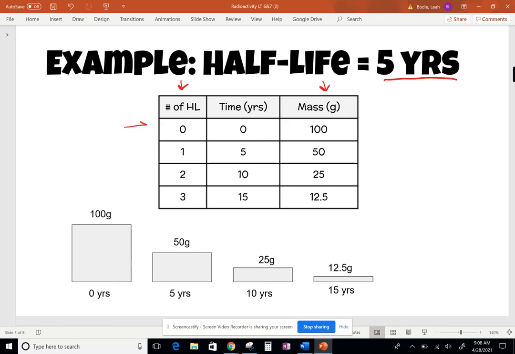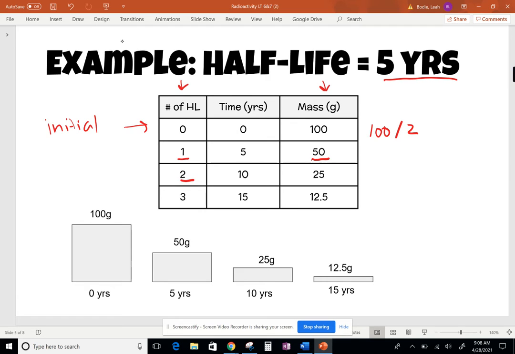So our initial amount here, our starting point, that means no half-lives have occurred, so no time has occurred. We are starting with 100 grams. So after 1 half-life, we are going to take our starting amount, so our 100 grams, divide that by 2, and so after 1 half-life, we have 50 grams left.